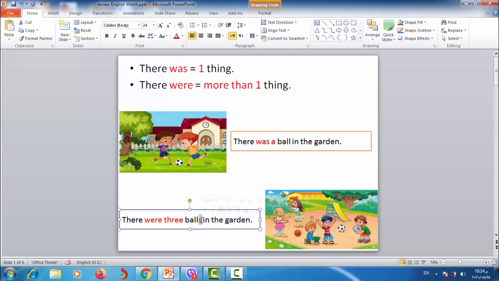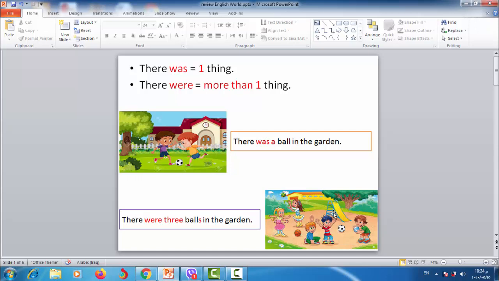We can't say there was 3 balls in the garden. Why can't we say it? Because as we said, we use there was for only one thing. Well, we have 3 balls. Look, 1, 2, and 3. 3 balls in the garden.